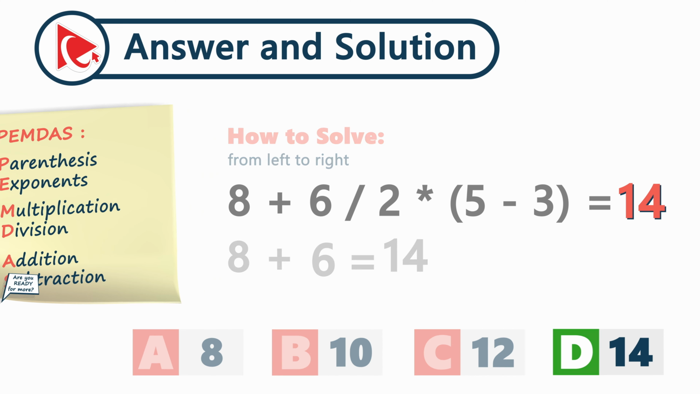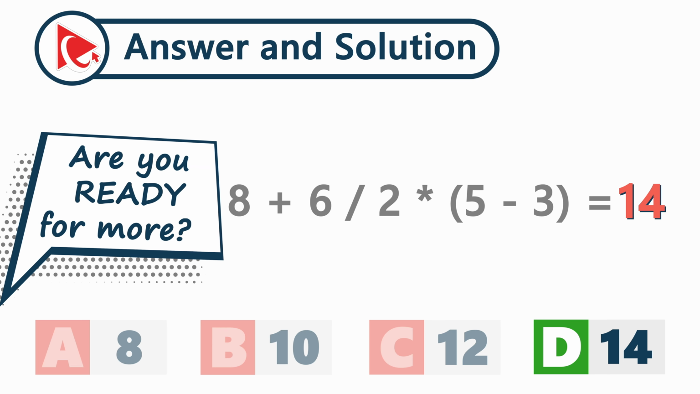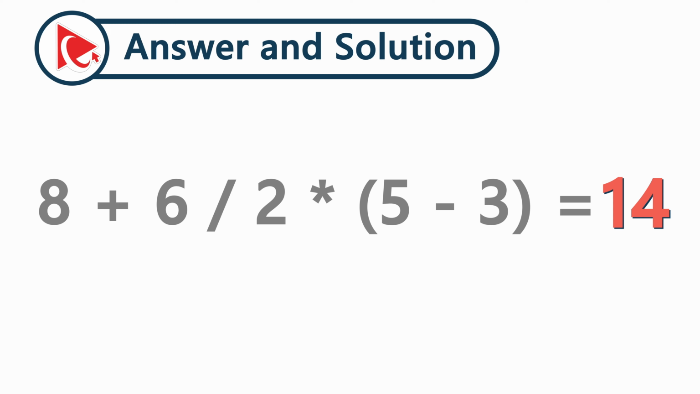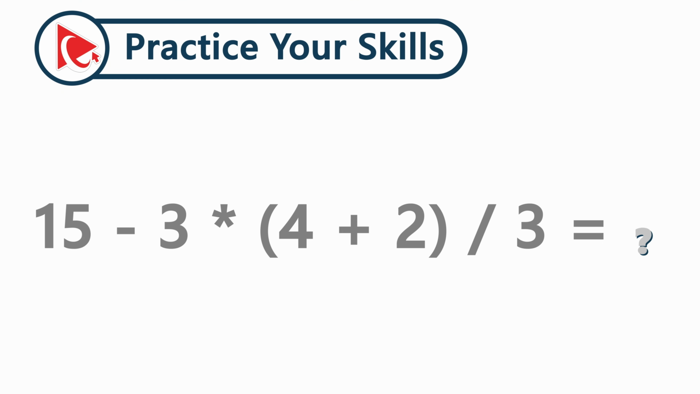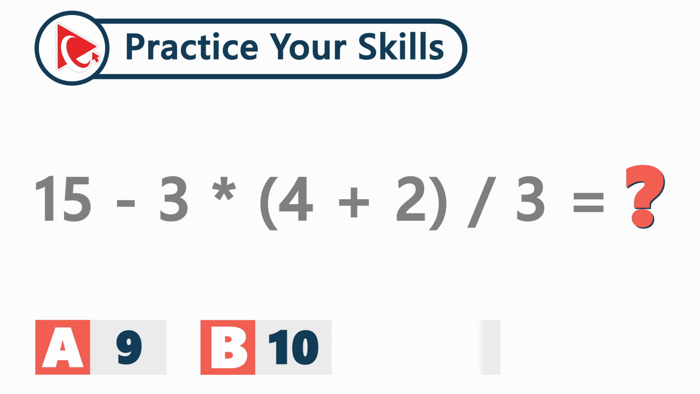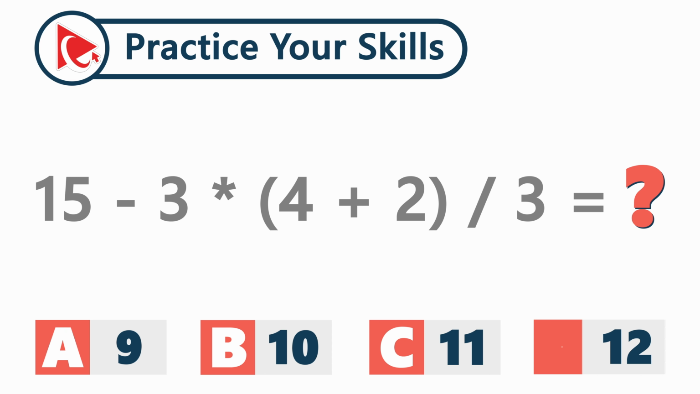But wait! Are you ready for more? Especially now, when you know how to solve these types of challenges. Try this question to see how you would do. You're presented with the expression 15 minus 3 multiplied by 4 plus 2 in parentheses divided by 3. You need to calculate the result and select your answer out of 4 possible choices. Choice A, 9, choice B, 10, choice C, 11, and choice D, 12.